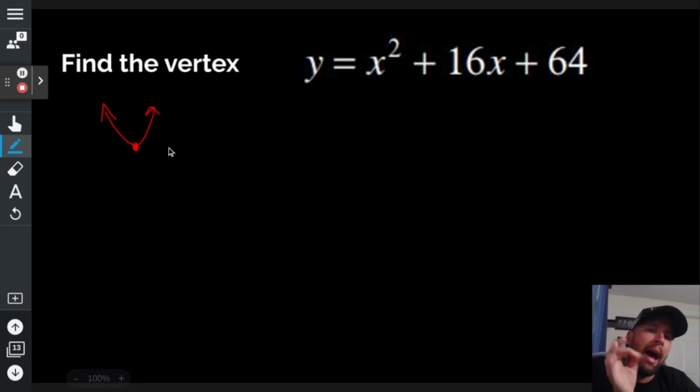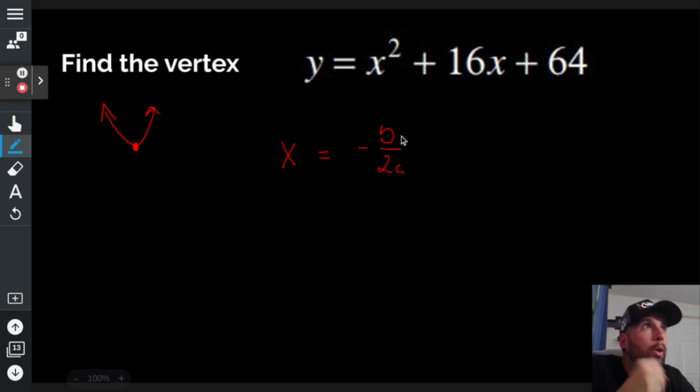Now, when we have a quadratic in standard form, which means x squared plus number x plus 64, the vertex is going to be, the x value is going to be negative b over 2a. Okay, now if you remember the quadratic formula, that should look a little familiar. We will do the quadratic formula in a little bit though. Now this is just the x value.